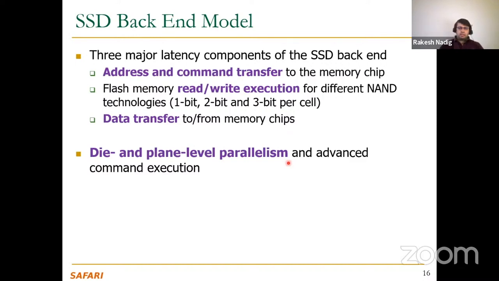As I mentioned in the introduction slide, a die is an independent execution unit. So if we send commands to multiple dies, they can perform the execution in parallel. Similarly, at the plane level, if you send a multi-plane command, the execution is performed in parallel across different planes within a die. So these two levels of parallelism also have to be accounted for when calculating the latency.